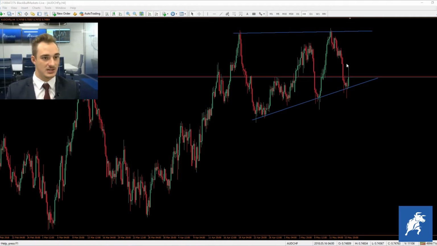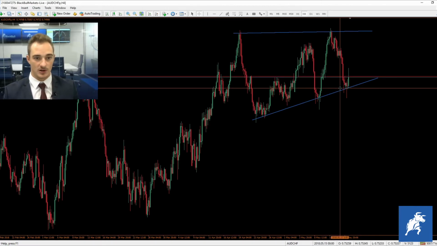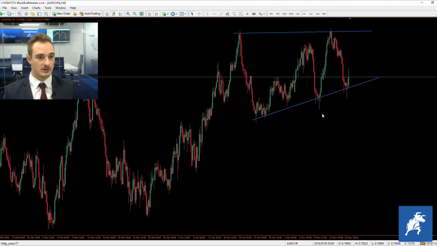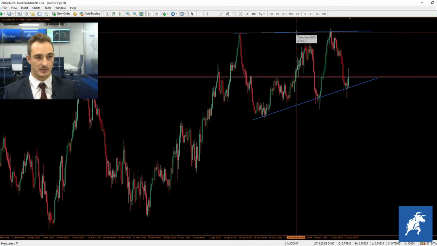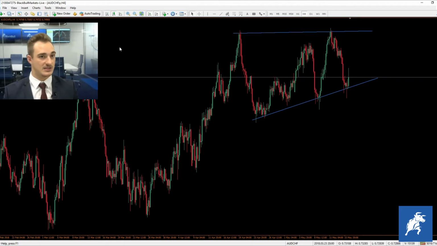First one you can see is the Aussie Swiss franc. You see it's made this pennant over here, or this wedge shape. You see it's bounced on that bottom support line, bouncing on the 0.74 level, hopefully moving up to that higher level over there, maybe forming a multiple top on the 0.756 level.